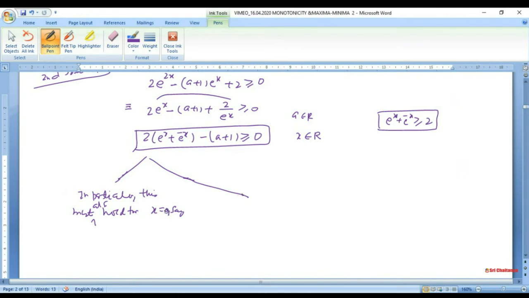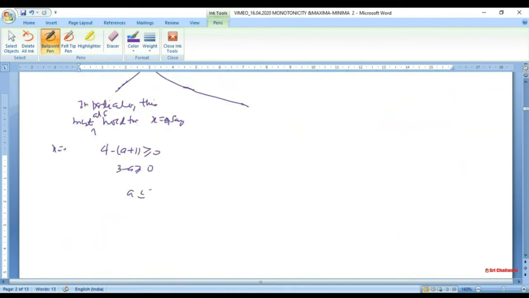So first we are saying, okay, let it hold for x equal to 0 also. It can hold for x equal to 1 also, or 4 also. But 0 will give you the best bound. The reason will become obvious. So you are putting just x equal to 0 here, and you get 2 times 2, that is 4. So a must be such that 4 - a + 1 ≥ 0. So 3 - a ≥ 0. So you got a ≤ 3.